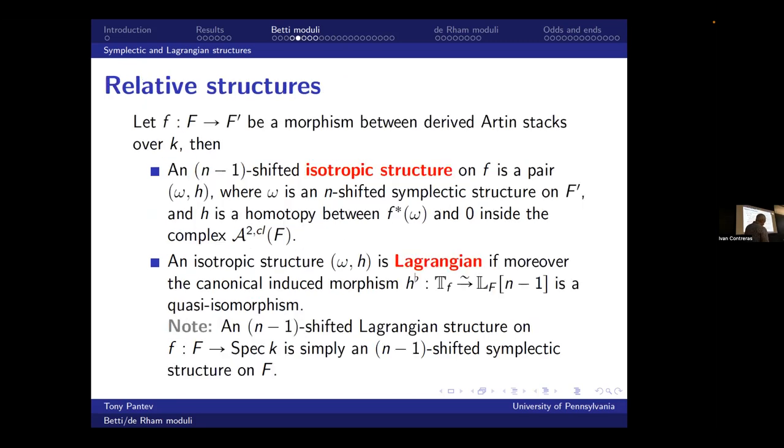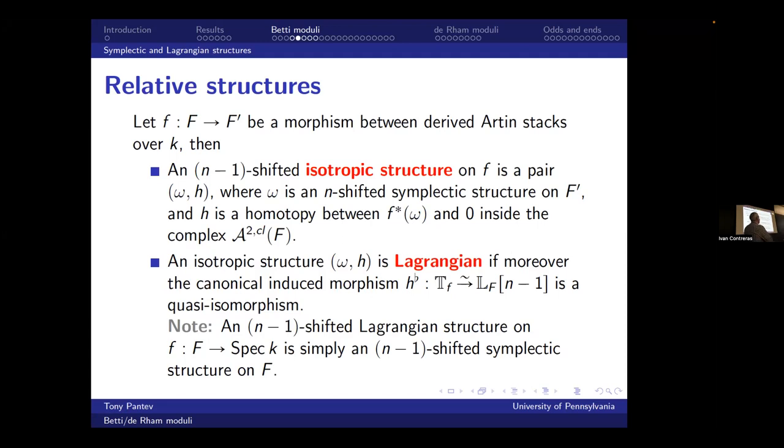Okay. And the relative structures like that, if you have a morphism between derived Artin stacks, so this was mentioned yesterday in Pavel's talk, you can talk about isotropic structures. So those are on maps like that. Those are pairs where you have a symplectic structure on the target and a homotopy between the pullback of that symplectic structure and zero on the source. An isotropic structure is Lagrangian if, when you contract with the homotopy, the induced map between the relative tangent complex and the cotangent complex of the source shifted by n minus one is an isomorphism.